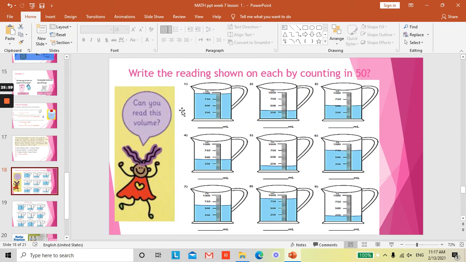We have some activity here. I want you to read the volume of the jug and write them down in milliliters.